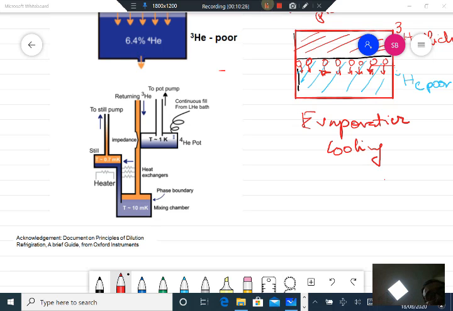Okay, so what you see here is a brief simplified schematic of a dilution refrigerator, where on this corner you have liquid helium which is being pumped over, and by pumping over this liquid helium-4, you bring it down to about 1 Kelvin. And then you have a line through which you are bringing in pure helium gas.